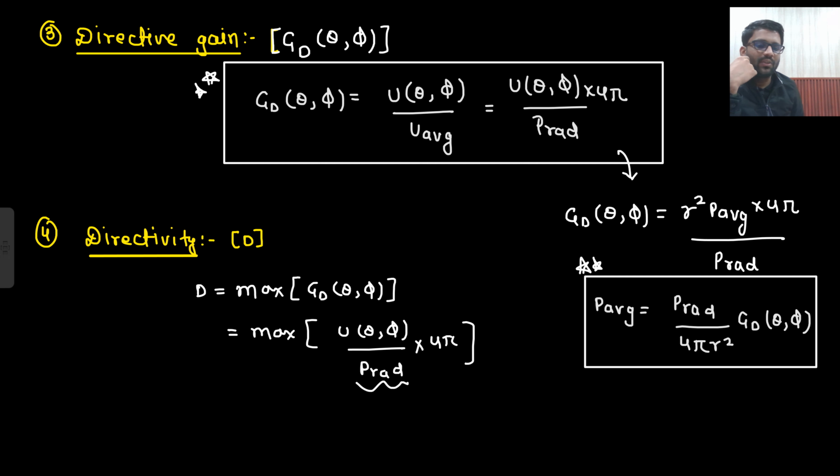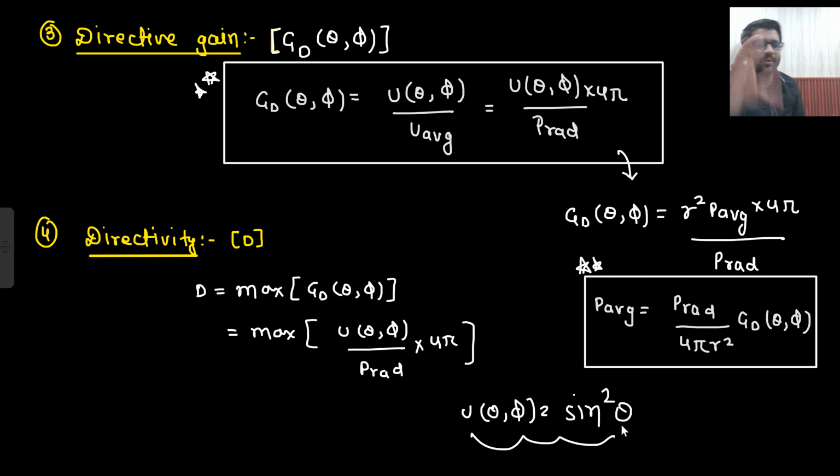Now let us say my U theta comma phi is sin square theta. I am assuming that my U theta comma phi is sin square theta. Then what will be its maximum value? 1. What I mean to say is that I am calculating the maximum value. That means it will be a fixed quantity, no?